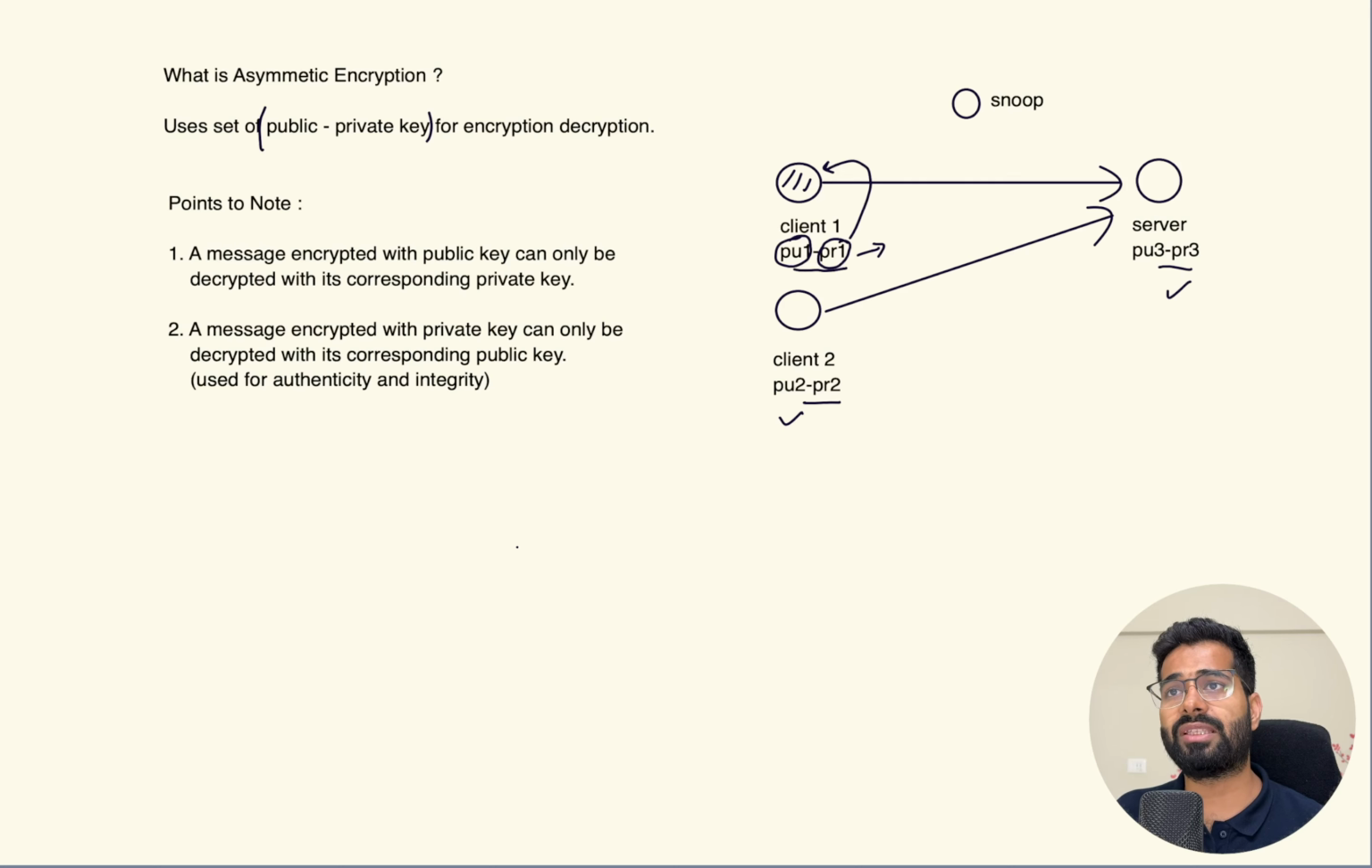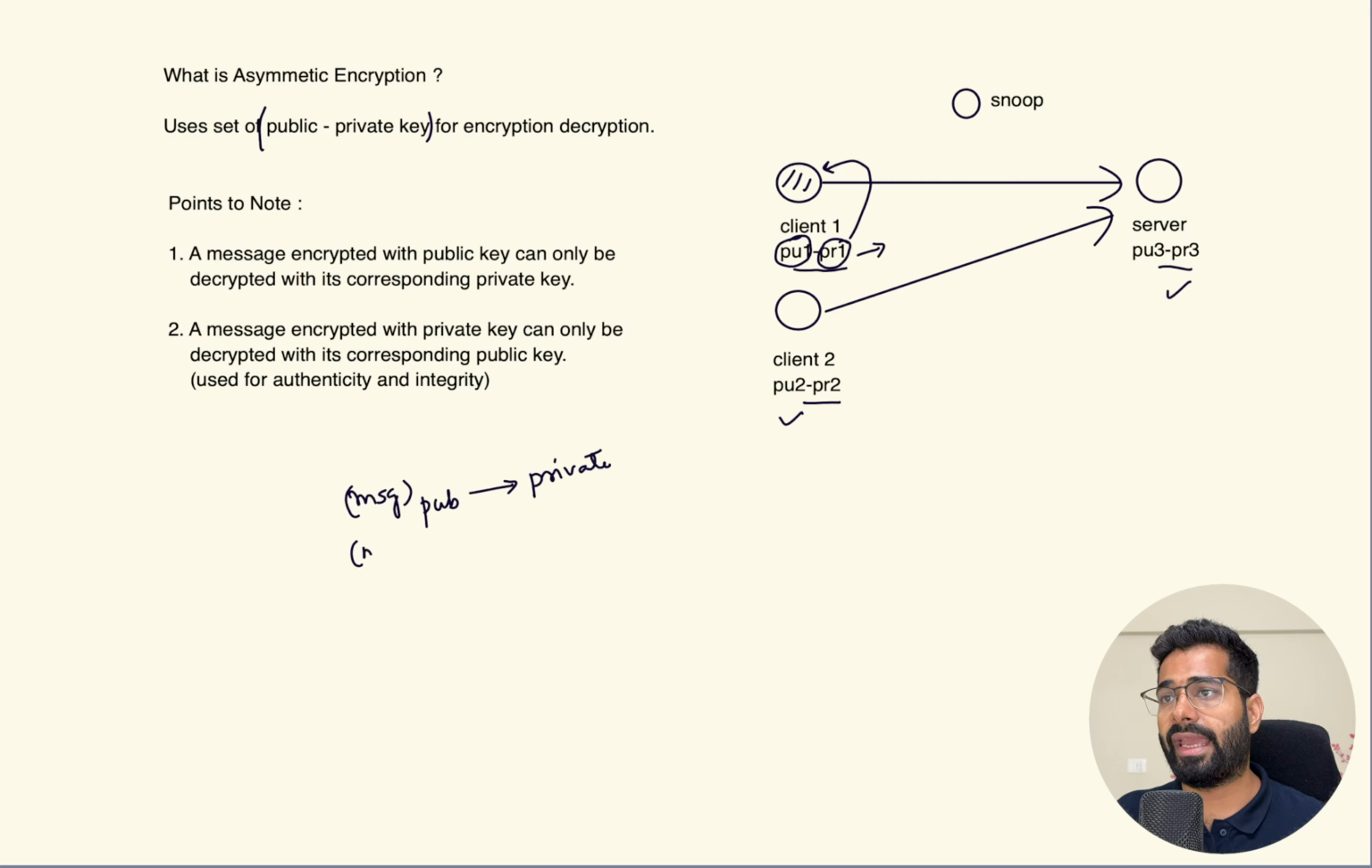Now let's see how these public keys and private keys are used. Any message that is encrypted using a public key can only be decrypted using the corresponding private key. It has to always be the corresponding private key that decrypts that message. No other private keys can be used to decrypt that message.